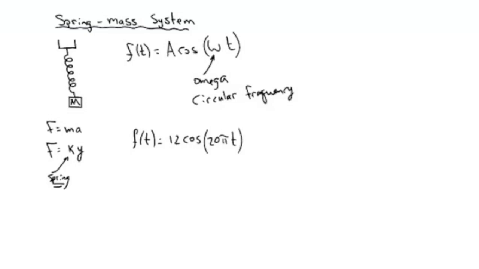So if I give you a formula that says I have this system that follows this model, I pull the mass down and let it go. The 12 tells me how far it's going to go from equilibrium: 12 high and 12 low. The 20 pi is going to tell me what about this function? Eventually we're going to get to the period of this.